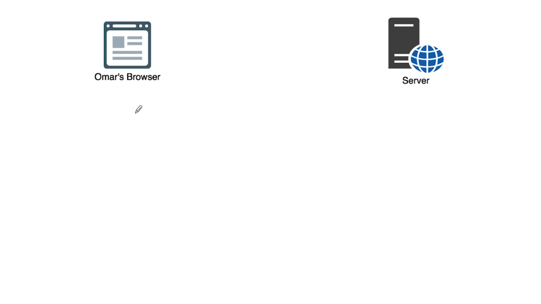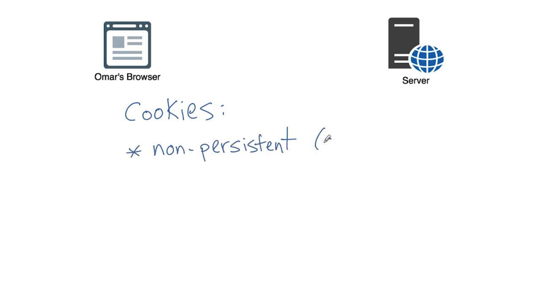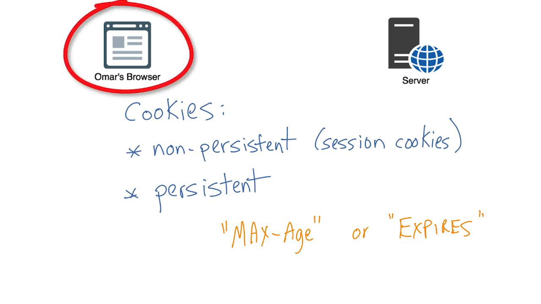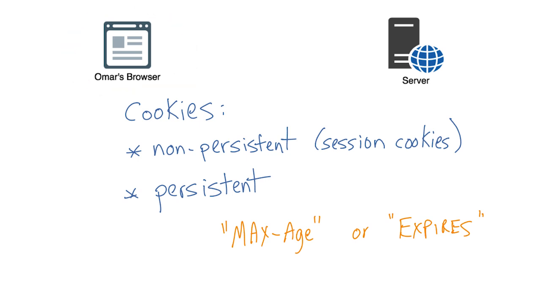Now, session management mechanisms based on cookies can make use of two types of cookies: either non-persistent or session cookies, and persistent cookies. Now, if a cookie has the Max-Age or the Expires attributes present, it will be considered a persistent cookie, and it will be stored on disk by the web browser until the expiration time is reached. Another note here is that the Max-Age attribute has preference over the Expires attribute.